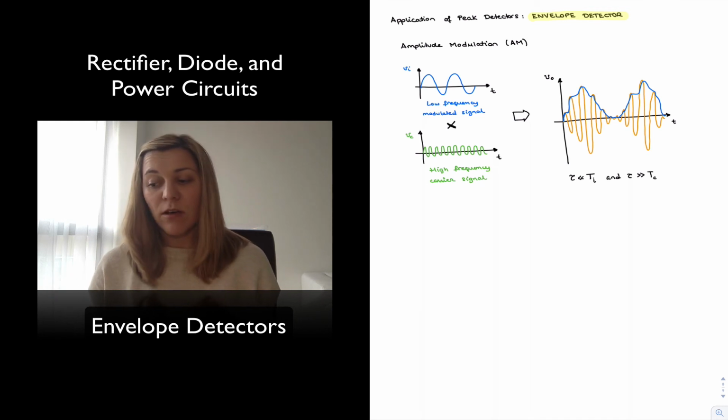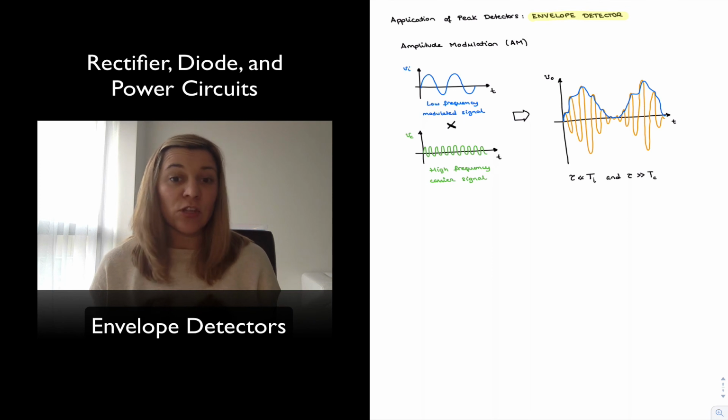So this will be one particular application. It's not necessarily a new type of circuit, even though sometimes it is considered a different type of circuit from a peak detector. But it's simply, either way, it's a peak detector with some additional constraints.